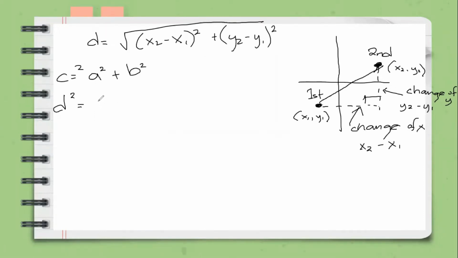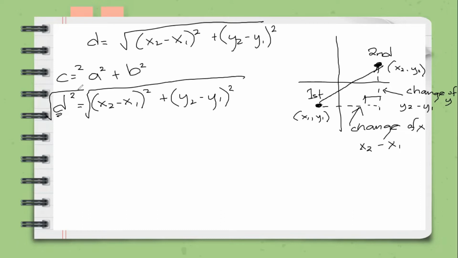Then we identify which of these is A and B. Take note, A is the horizontal and B is the vertical. So we substitute their values, the change of x and the change of y. That results in distance squared equals x sub 2 minus x sub 1, squared, plus y sub 2 minus y sub 1, squared. Because we are looking for the distance, we eliminate the power of 2 by taking the radical of both sides. So, cancel, cancel. Directly, we now have the derivation of our distance formula.